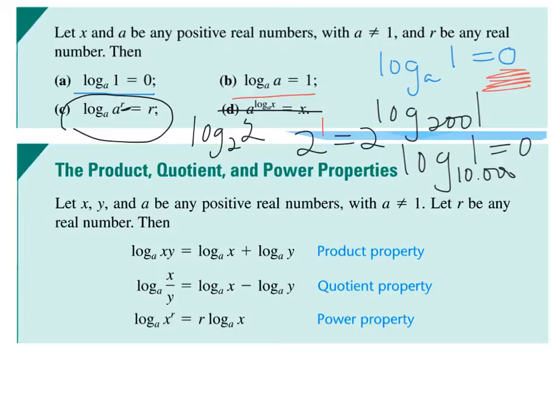Let's look now at the properties down below. The first property is the product property.